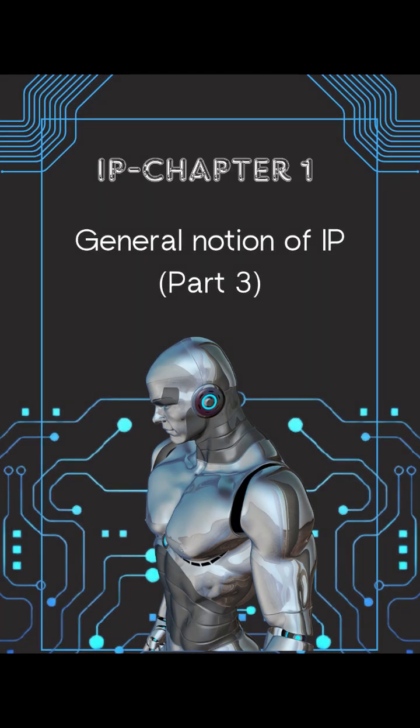Chapter 1 General Characteristics of Intellectual Property. Continued. 2.2 Types of Intellectual Property. 3. General View of Intellectual Property. Objective: after this presentation, students can illuminate the types of intellectual property and interpret the general concept of intellectual property.